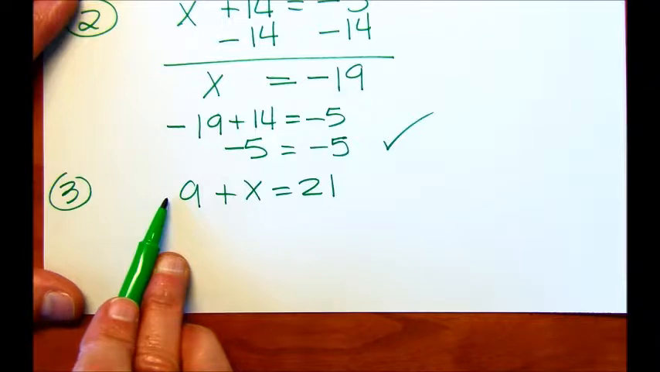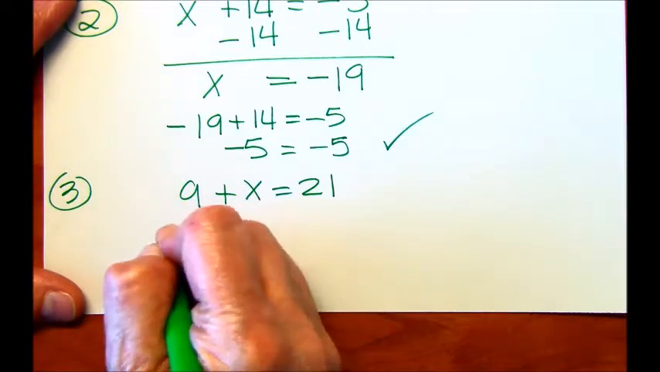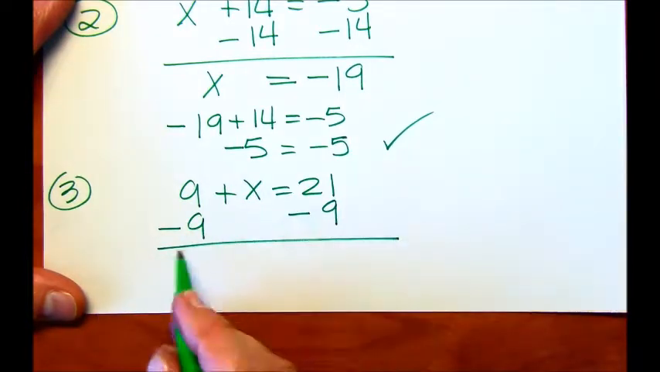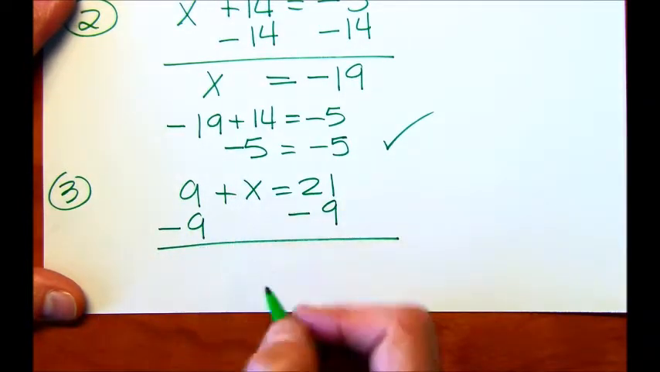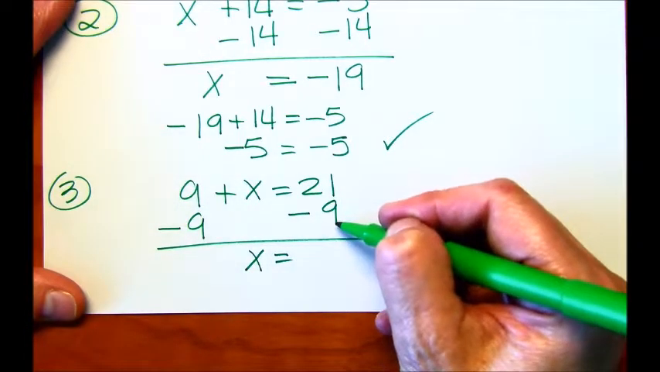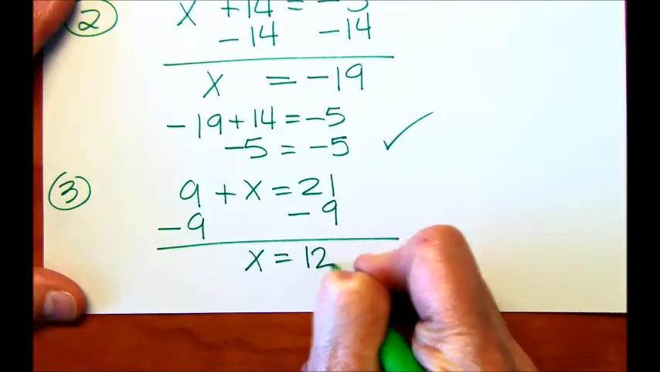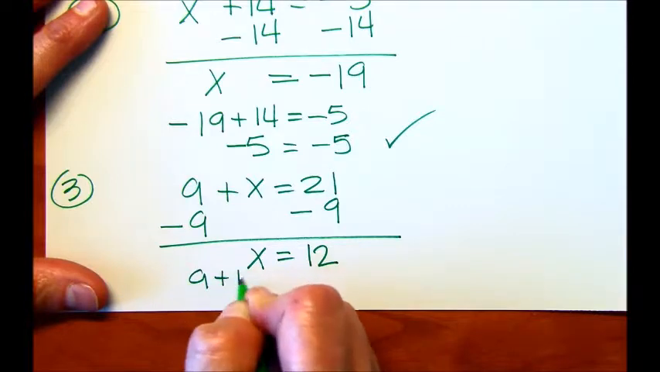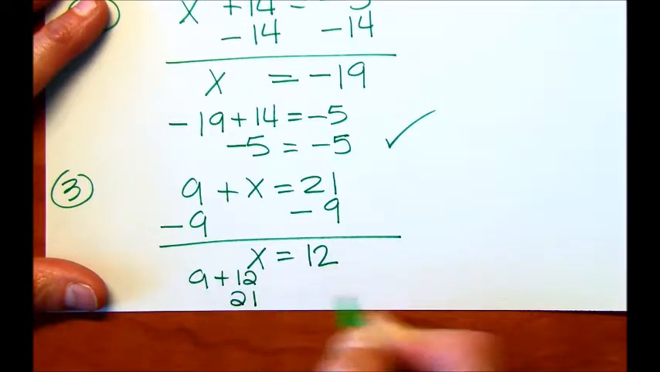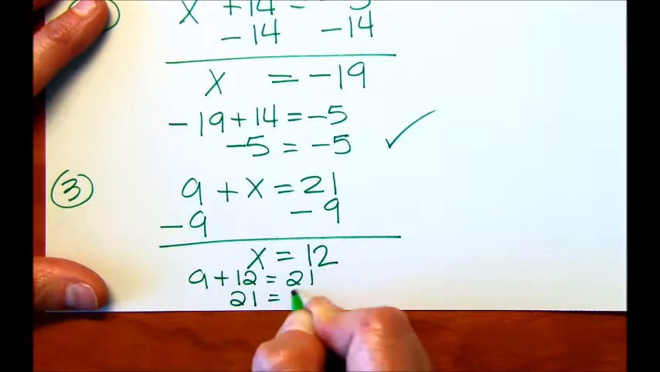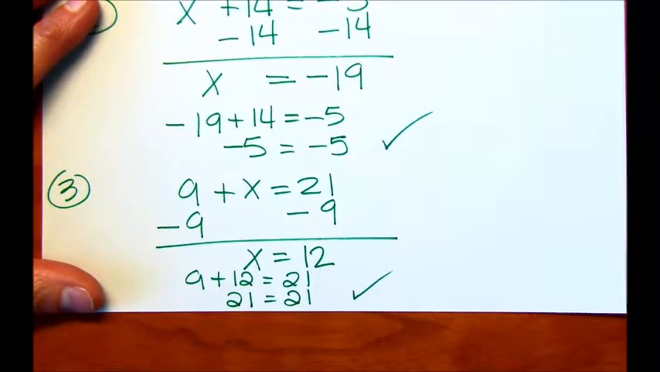So the opposite of a positive would be a negative. So I'm going to subtract the 9 from both sides. That's going to cancel. I'm left with a positive x, or just x. 21 take away 9 is going to give me 12. Now if I were to plug that back in, 9 plus 12, I would get 21. And that's what I had here. 21. It worked out. Let's do some more problems.